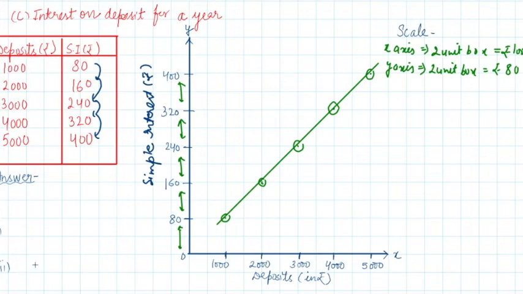There are certain question answers. Does the graph pass through the origin? So for this, what we will do? We will extend this line, right? And we see the graph passes through the origin. This is the origin where both the axes intersect each other. So yes, the graph passes through the origin.